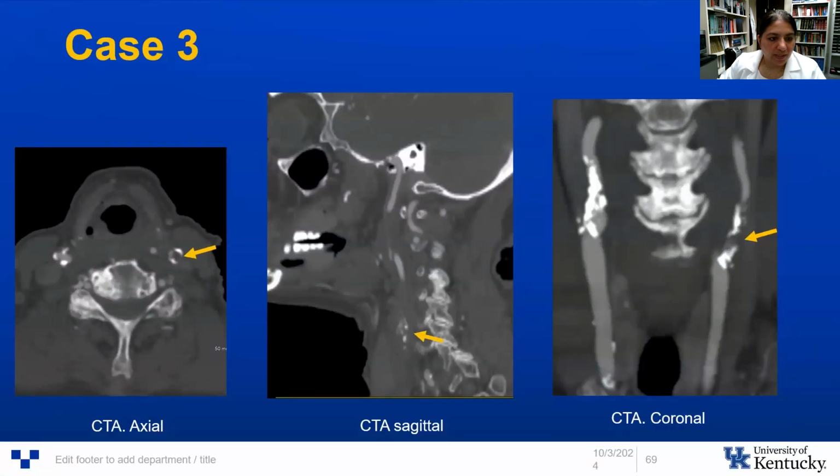And on CTA, we can see there is a soft plaque as well as calcified plaque, which is causing severe stenosis. The lumen is really, really narrow. Same thing is seen on sagittal and coronal images.